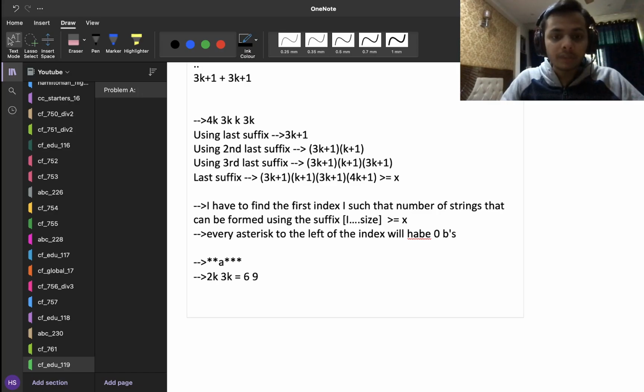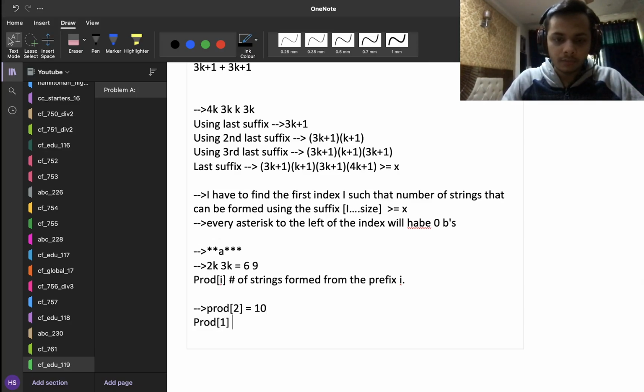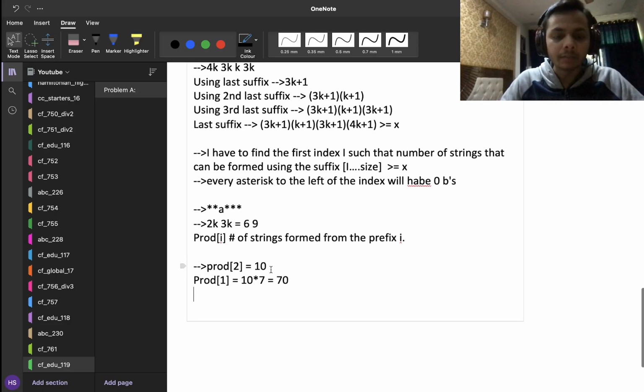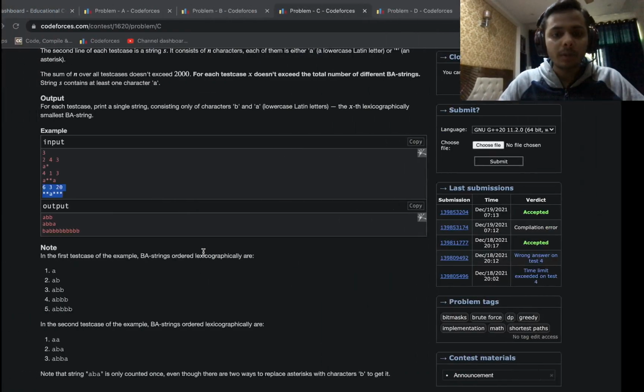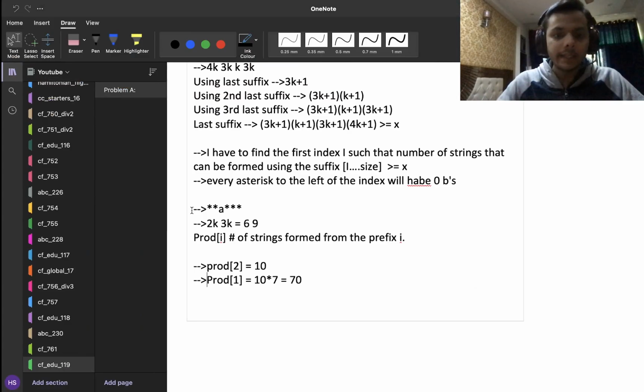Now the number of strings, let us denote by prod of I the number of strings formed from the prefix I. So here we can easily see that prod of 2 is nothing but 10, and prod of 1 is equal to 10 into 7, which is equal to 70. So the total number of strings that can be formed here is nothing but 70. According to the problem, I have to find the 20th string, right? So the index which exceeds 20 is nothing but 1. So I have found out that the index is 1.